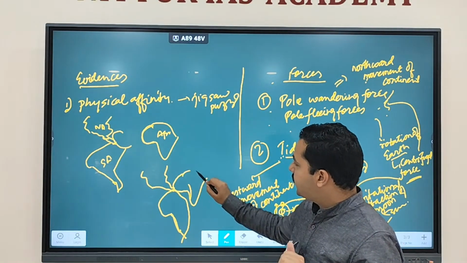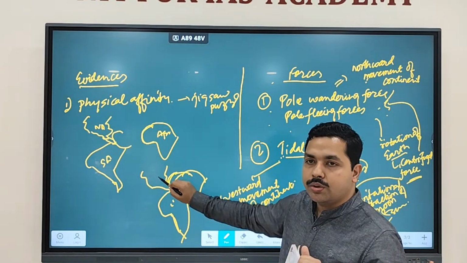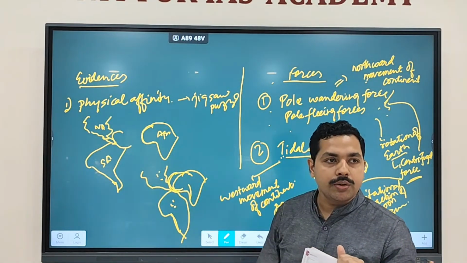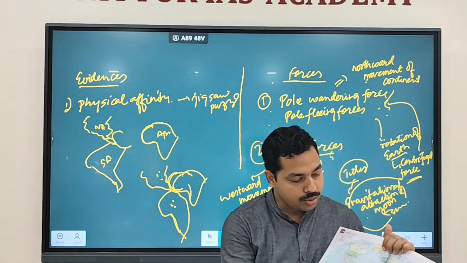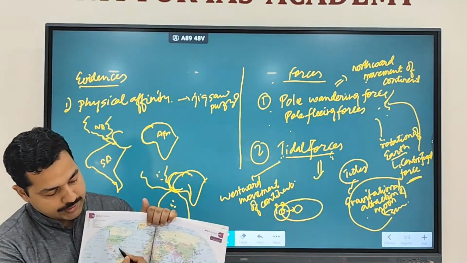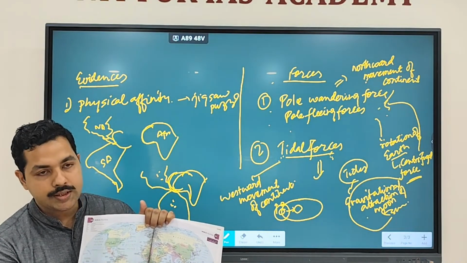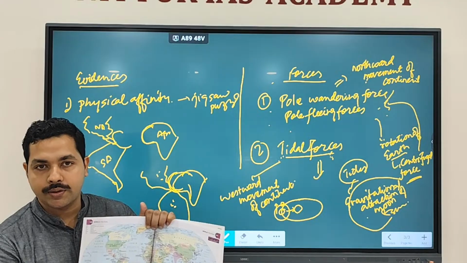Okay, it was like this. So this part of Africa was earlier joined to whom? Earlier joined to North America and South America. So this part of Africa is exactly fitting into this part of North and South America. Clear? Any doubt regarding this one?